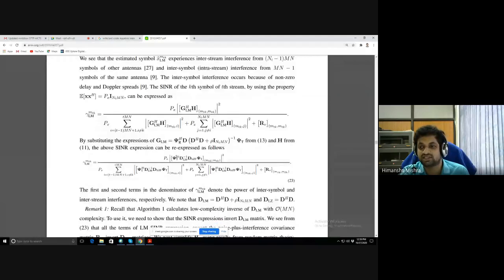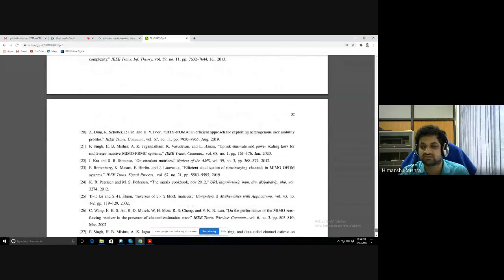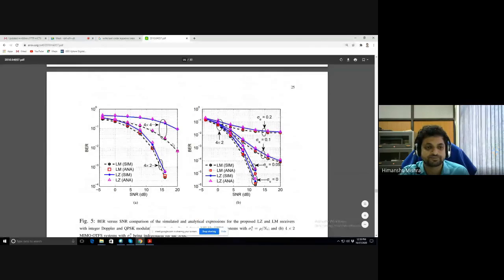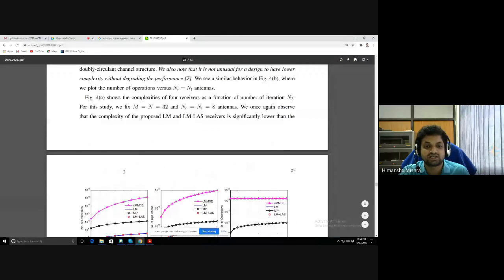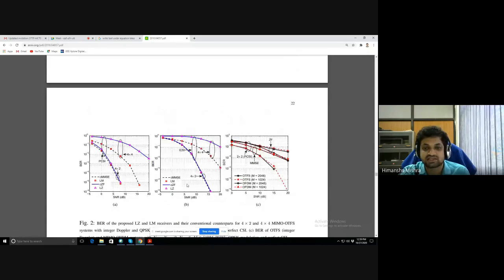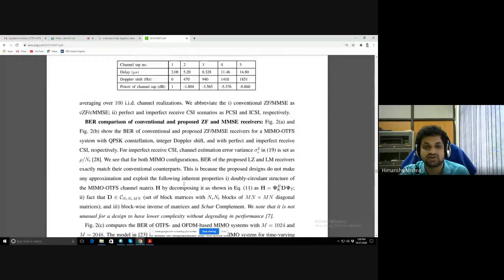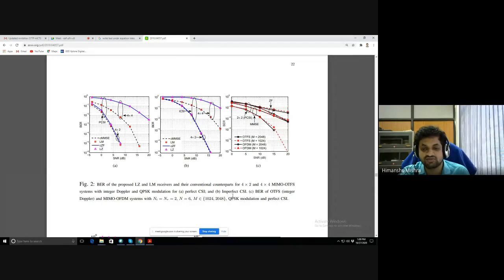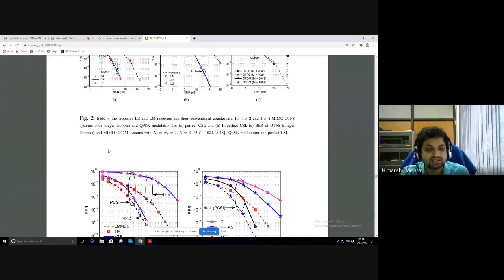You can see the performance. I will show you some simulation results. Here, let me tell you how the relationship with message passing will be there, I think. Where is the message passing? Okay, these are the bit error rate performance of low complexity zero forcing. We have done this for perfect channel state information and imperfect channel state information. You can see that you will get very low bit error rate, but once I will show you that comparison.